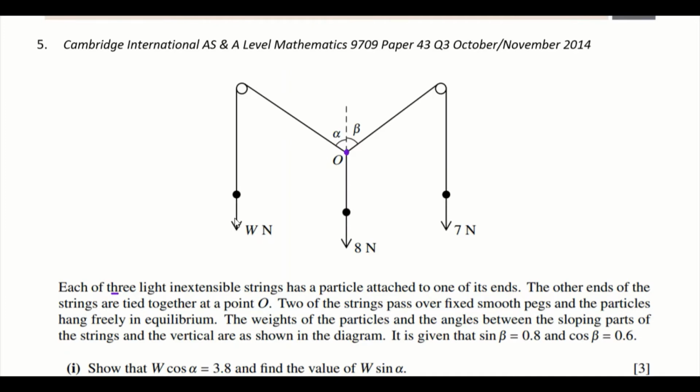So we have the weight here, right? Then eventually we have a force that reacts in the opposite direction. So that's why I have the tension for this first line here. Okay, so we know that this is going to be the same line because two of the strings pass over the fixed smooth pegs. So the strings are actually tied together here. So this is like the first string, the second string, and also the third string. So that's why I will have tension going up.